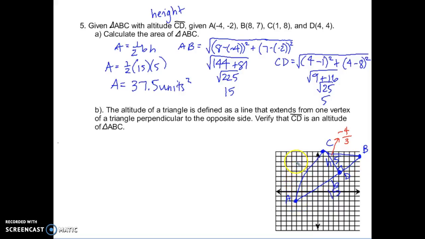If I look at AB, right, to go point to point, I'm going to go up 2, 3, 4, 5, 6, 7, 8, 9, and over 12. And it's a positive. So I'm going to go up 9 over 12, which simplifies to 3 over 4. To be perpendicular, it's got to be opposite reciprocals, in which 3/4 and -4/3 are. So it is indeed altitude.